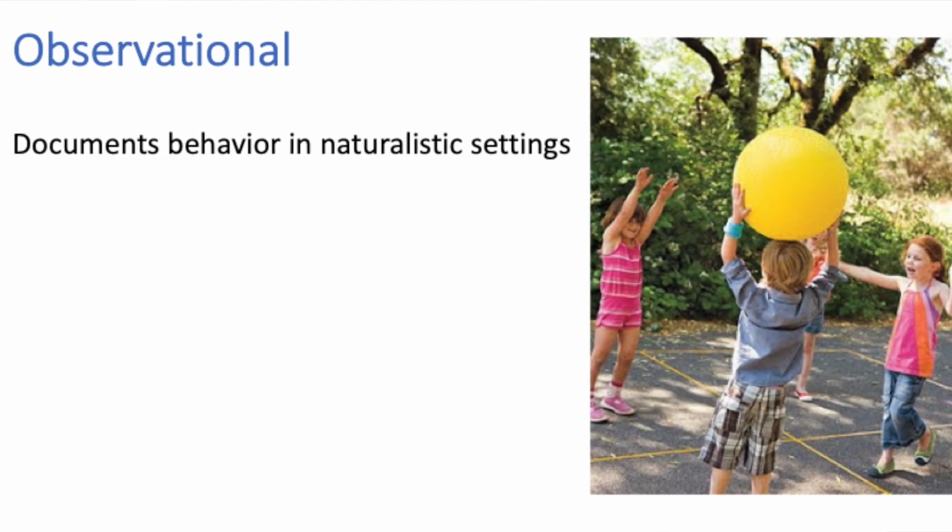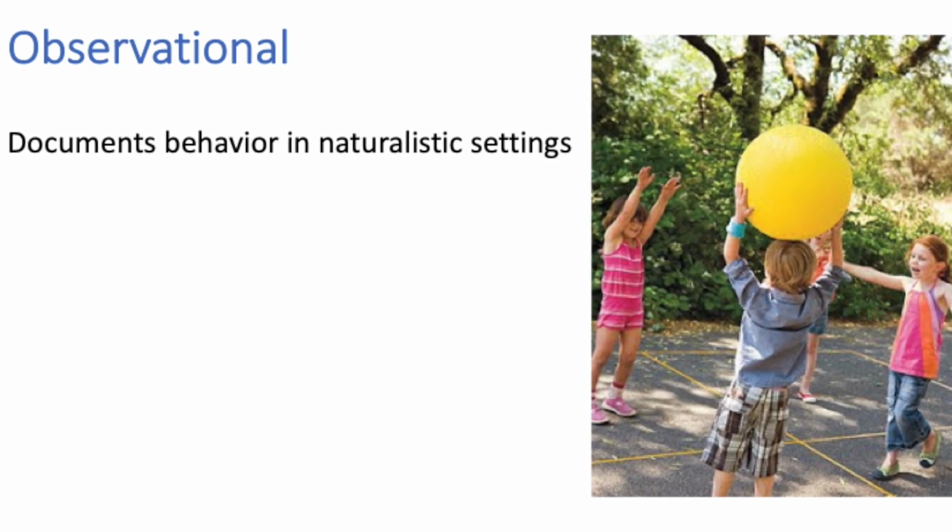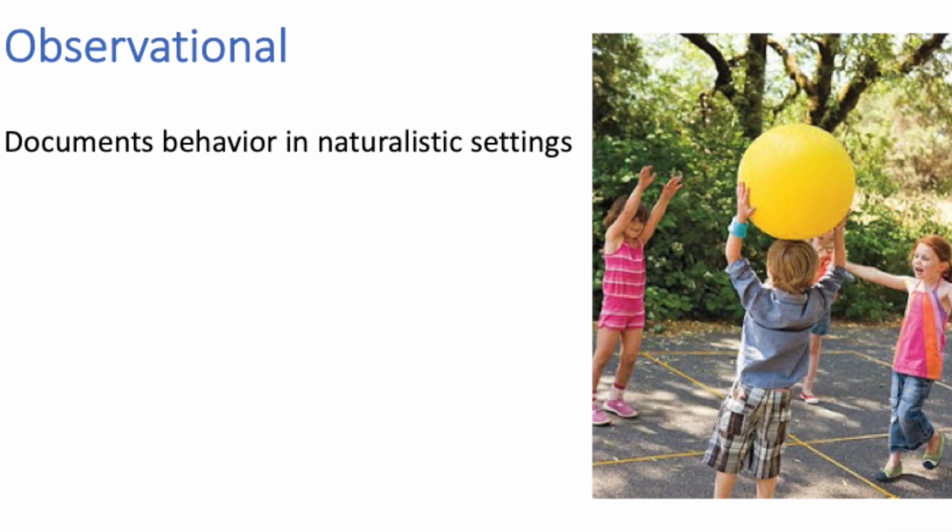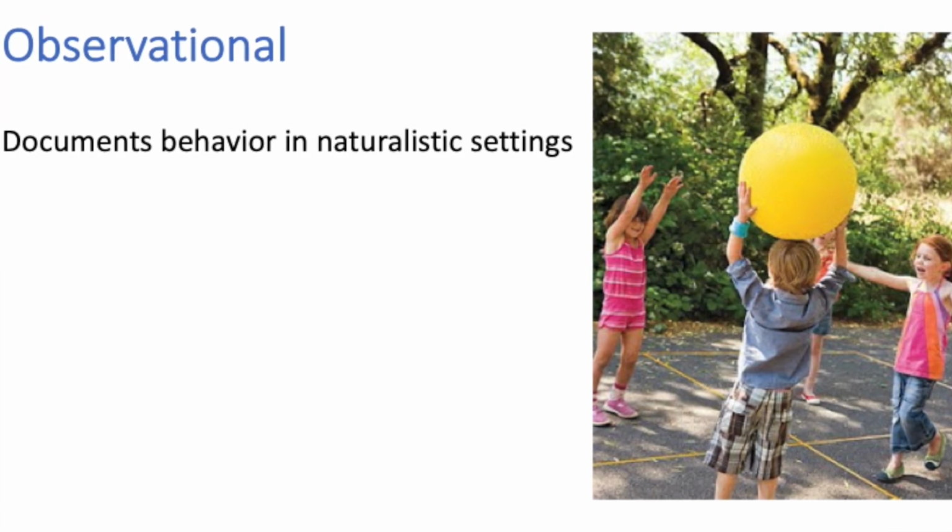So something that might be good for an observational design might just be the type of play that happens in 2-year-olds in a school setting. Do they interact with each other? Do they play next to each other? Do boys and girls play with each other? These are the type of questions that an observational study might seek to answer.